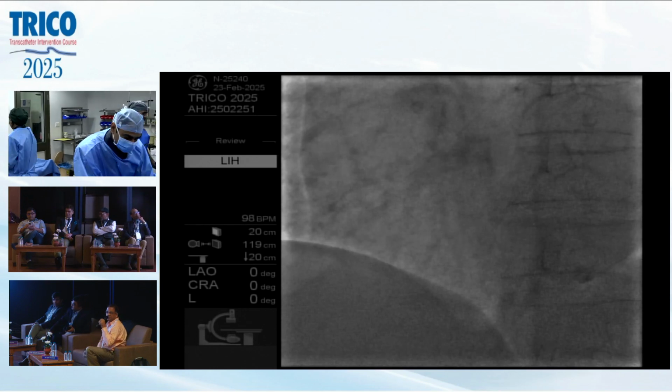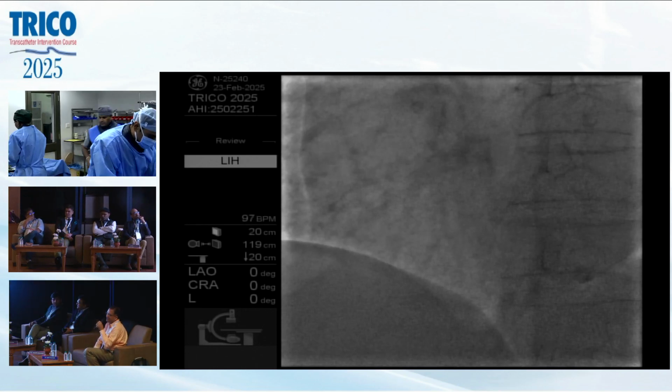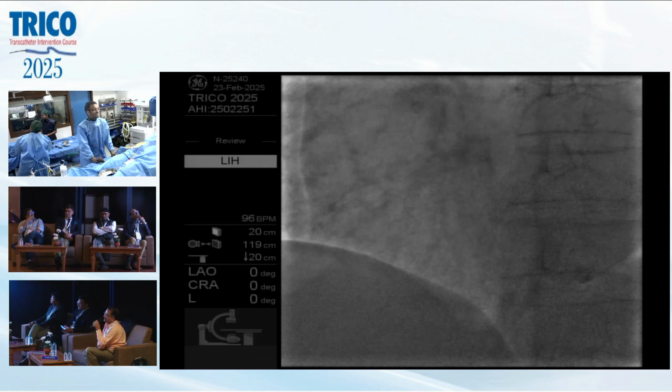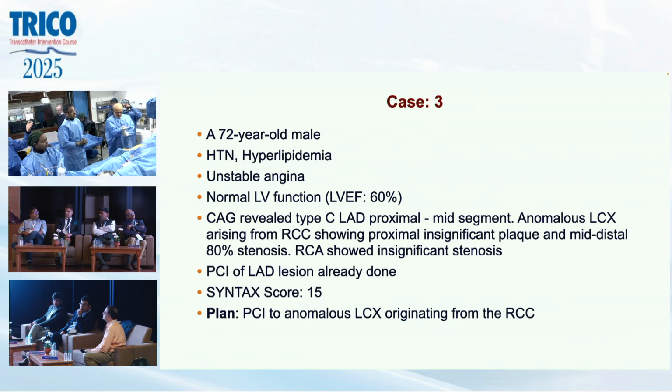This next case is truly not a frequent thing, but a nightmare if you see it in the cath lab. It's an anomalous circumflex arising from the right coronary cusp, and it has a long and quite difficult-looking lesion. So it should be a treat to watch. Hello, good afternoon. Mansi, you can go ahead with the history.